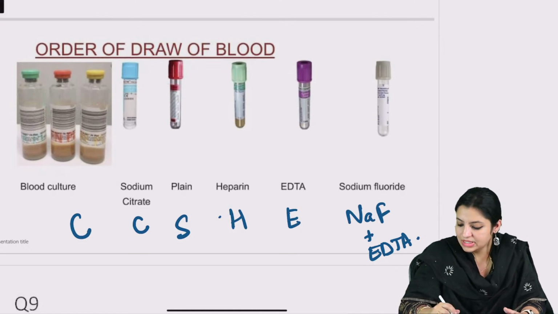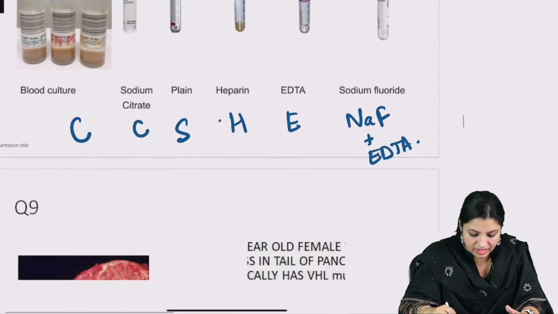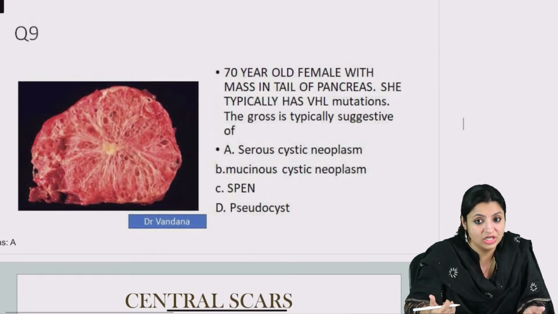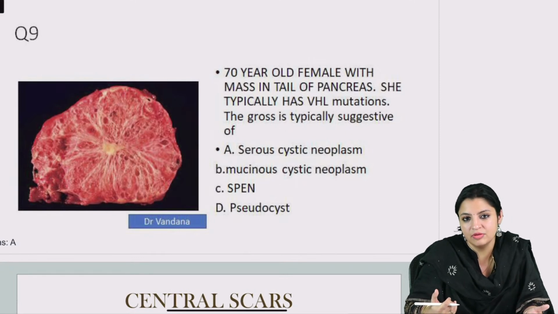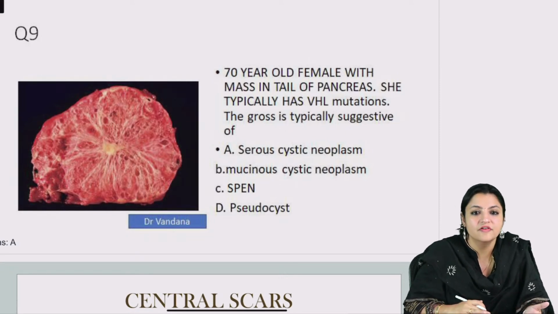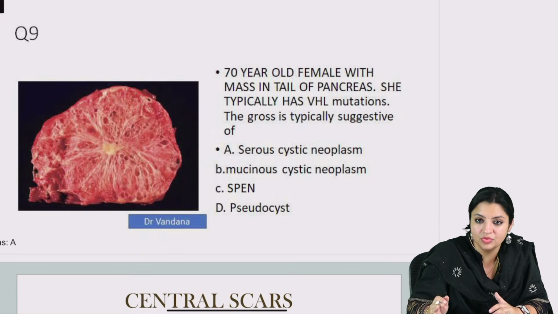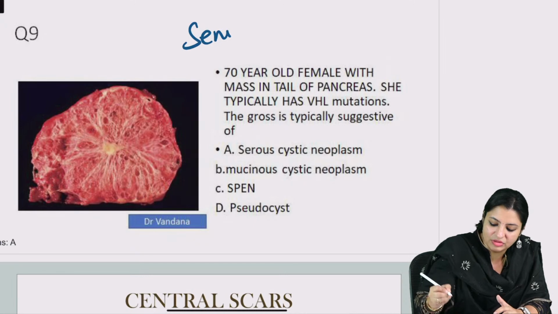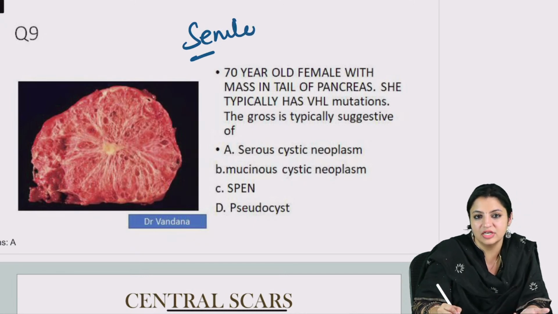Once you're very clear with this, let's go to the next question. Perfect, guys. Again, a very important topic which comes in your exam and you don't read it much: pancreas. Very, very important. This is a 70-year-old female, senile female, presenting with a mass in the tail of the pancreas.